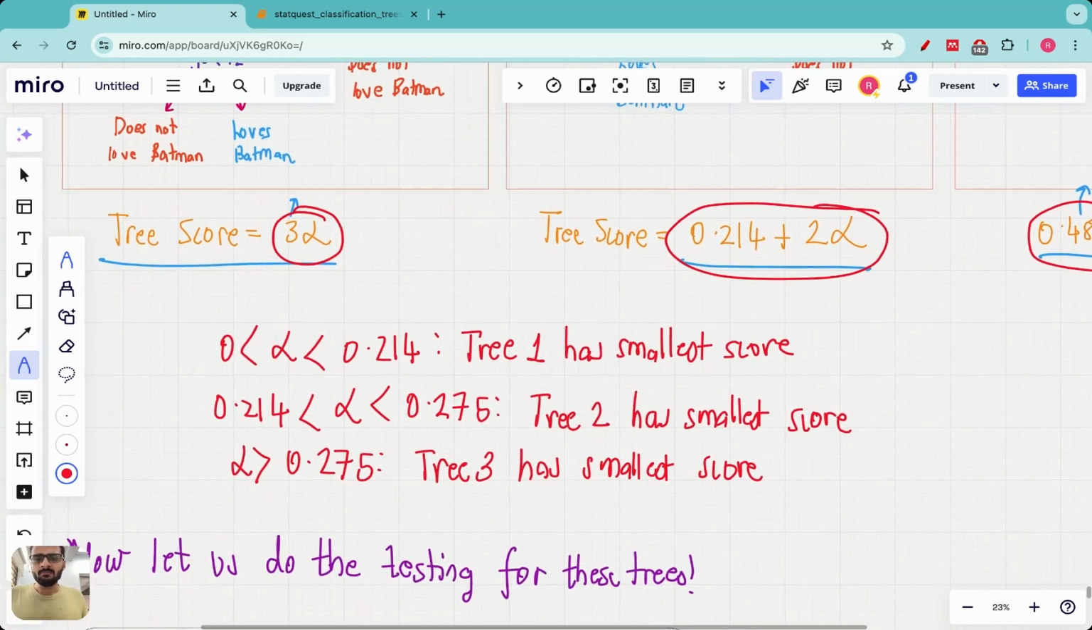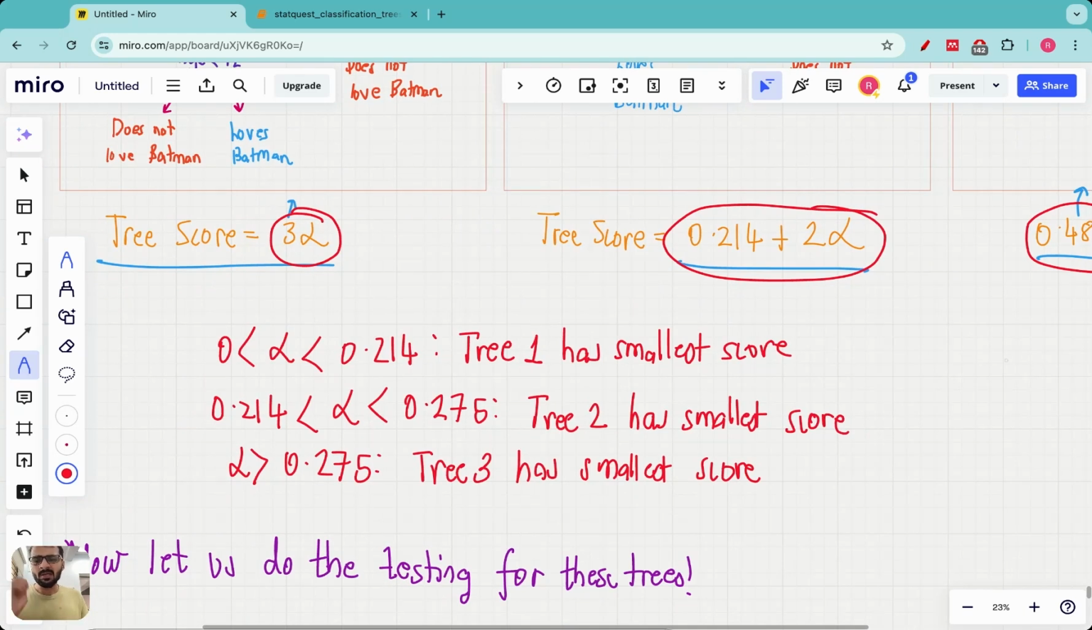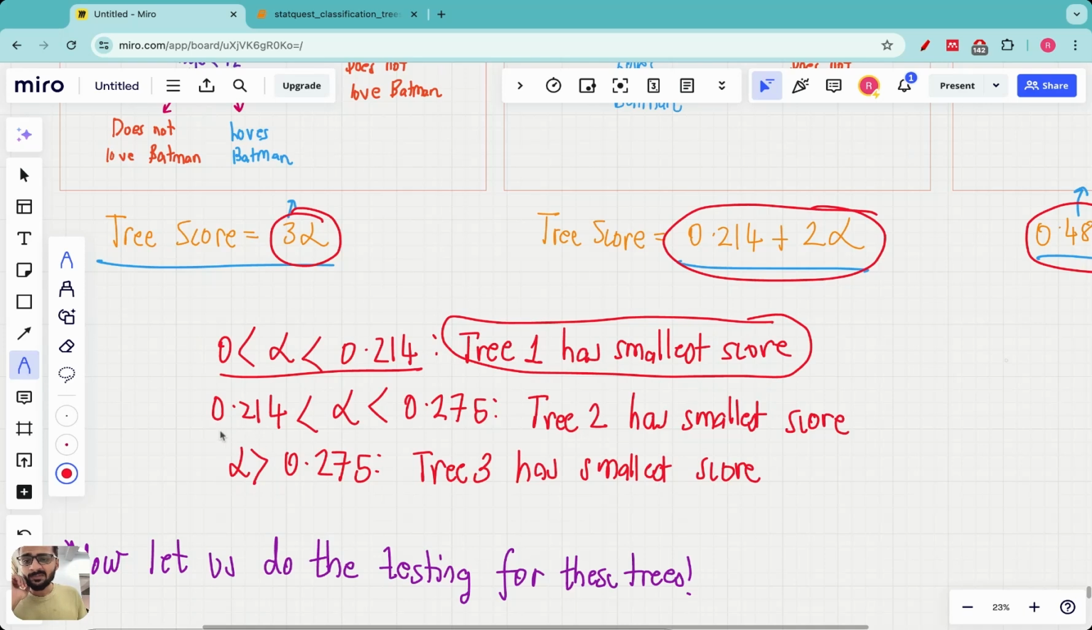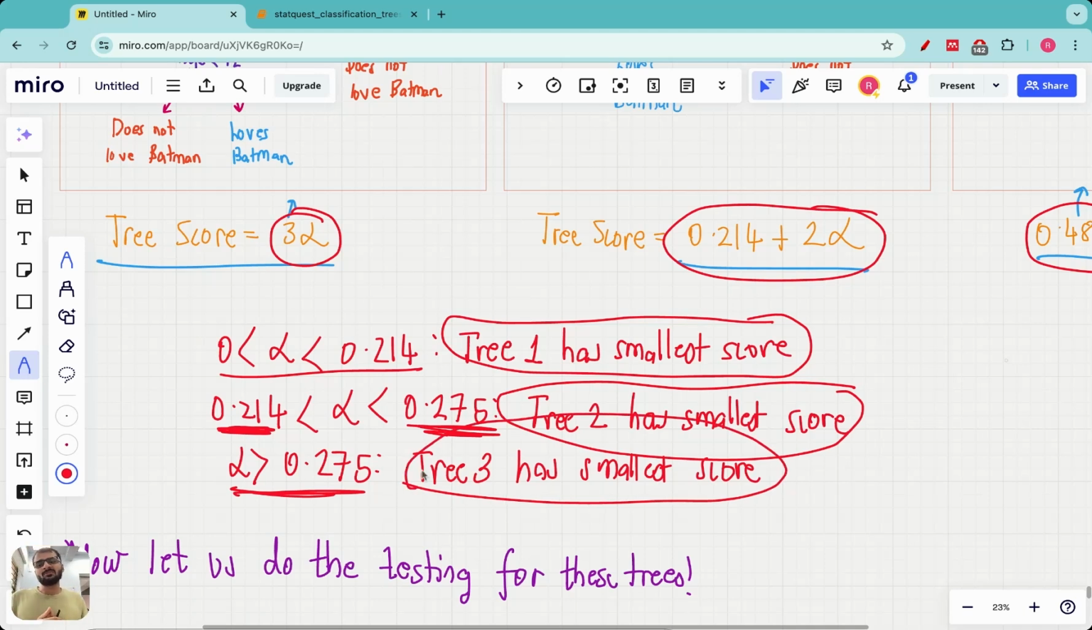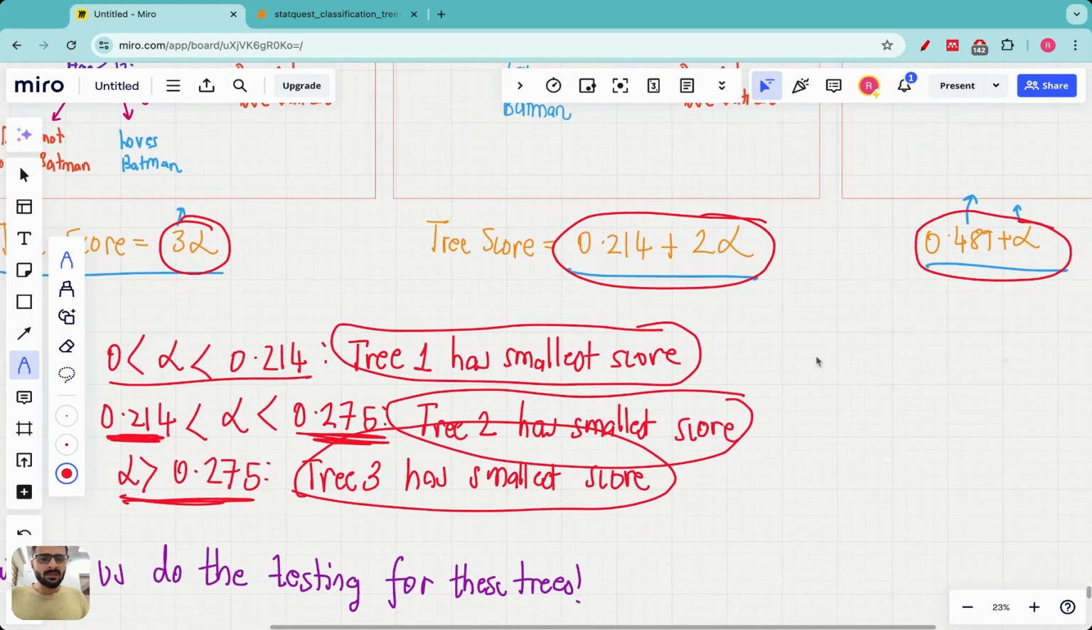When you do the mathematical computations, which is very simple, you will see that if alpha lies between 0 and 0.214, then tree 1 has the smallest tree score. Whereas if alpha lies between 0.214 to 0.275, tree 2 has the smallest tree score. But if alpha is greater than 0.275, then we see that tree 3 essentially has the smallest score. So if you see, the important values of alpha are 0, 0.214, and 0.275.